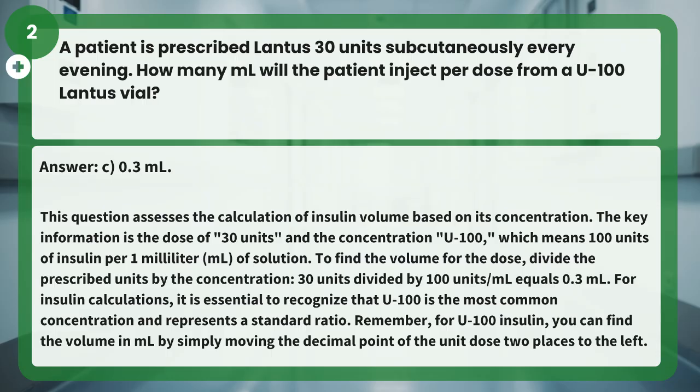For insulin calculations, it is essential to recognize that U100 is the most common concentration and represents a standard ratio. Remember, for U100 insulin, you can find the volume in ml by simply moving the decimal point of the unit dose 2 places to the left.